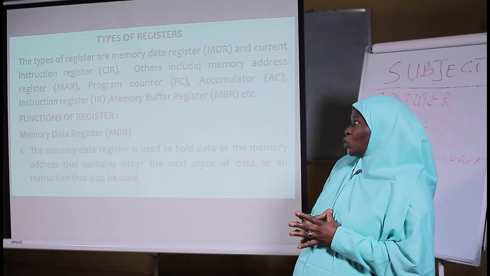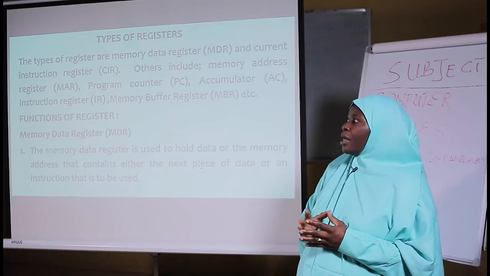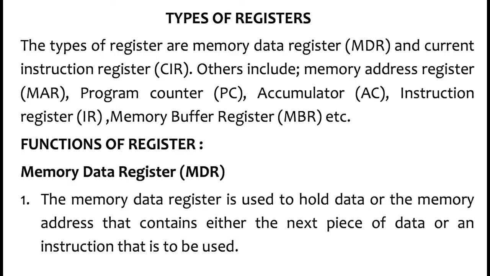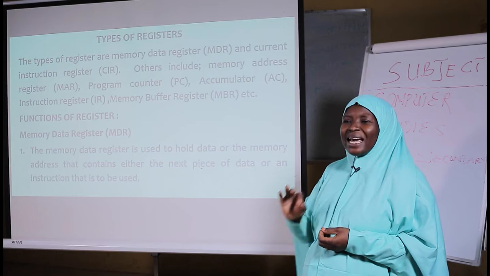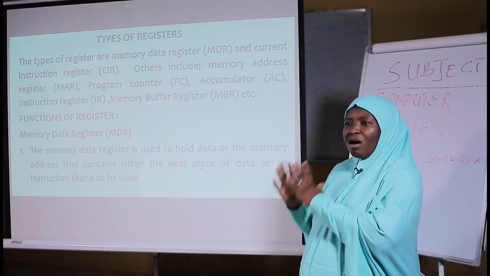The next is that we have types of registers. There are different types of registers. The types of registers are the memory data register, that's the MDR, and we have the current instruction register. These are the main types of registers that we have. But there are others.